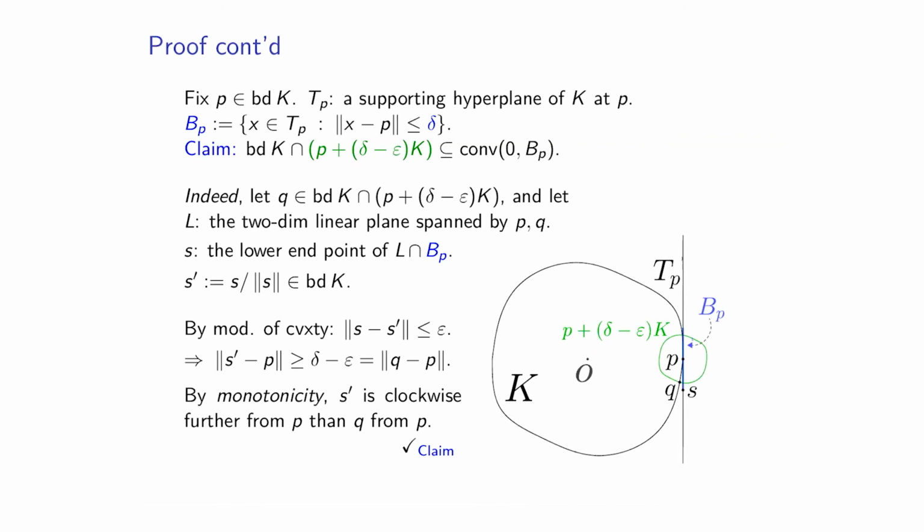If you want, we can discuss it in person. The point is here, I'm really just using the definition of modulus of convexity to get that the norm of S prime minus P is bigger than the norm of Q minus P. That's the whole point of this proof.